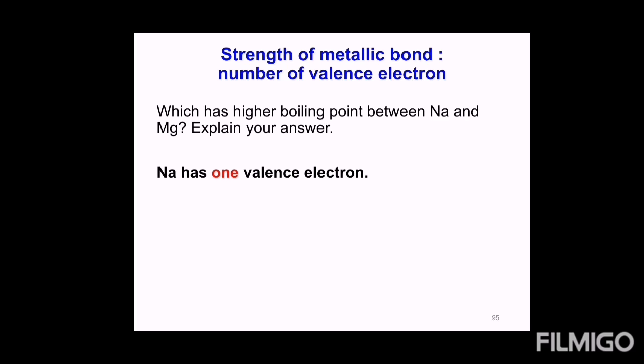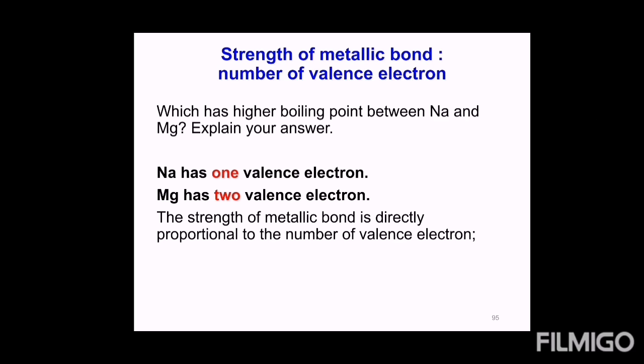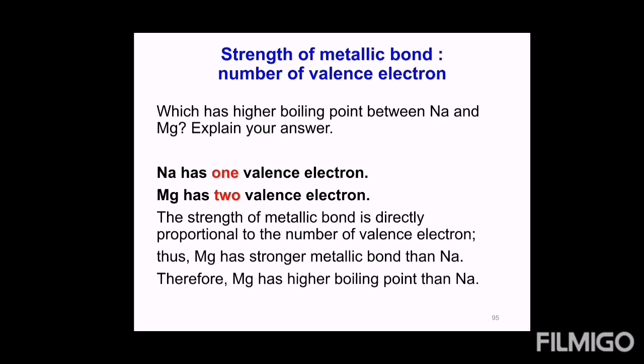So for the strength of the metallic bond, which has a higher boiling point between sodium and magnesium? Explain your answer. Sodium has 1 valence electron. Meanwhile, magnesium has 2 valence electrons, according to their groups, right? You already know that sodium is group number 1, and magnesium is group number 2. The strength of the metallic bond is directly proportional to the number of valence electrons. It means magnesium has a stronger metallic bond compared to sodium. Therefore, magnesium has a higher boiling point than sodium.